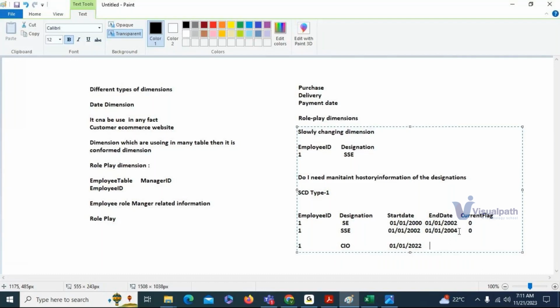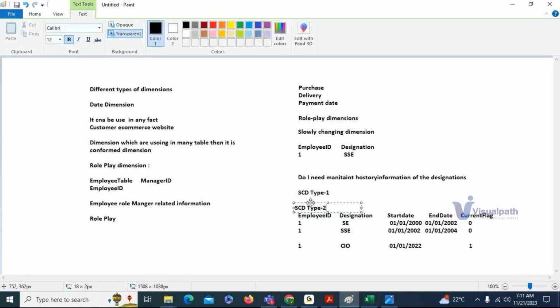End date is the current values. Like this, you are going to maintain historical information of a particular column, that is a slowly changing dimension of type 2. Slowly changing dimension of type 2.